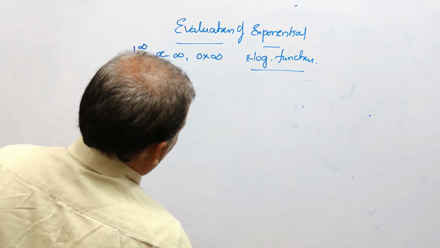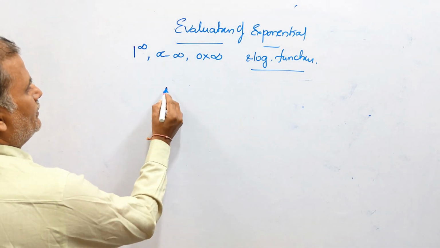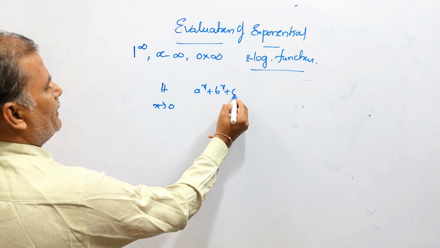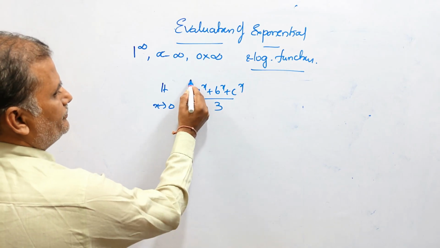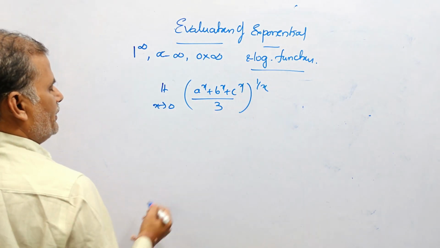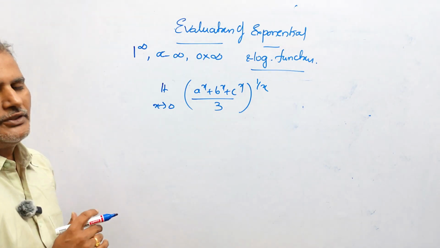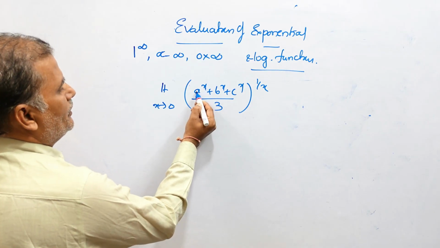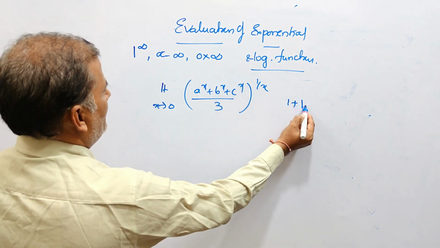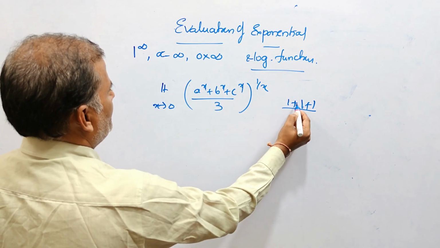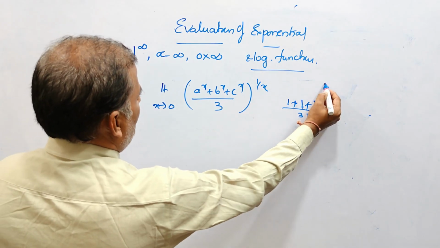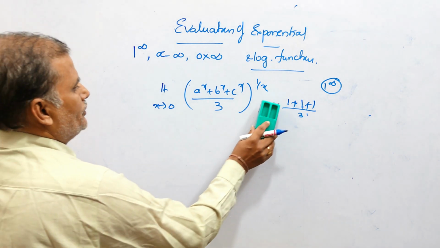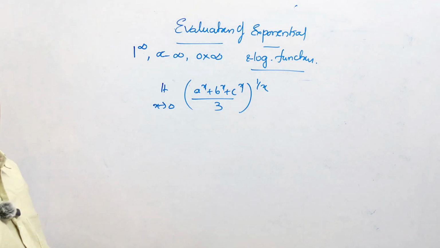A simple example of this 1 power infinity notation: take limit x tends to 0 of (a power x plus b power x plus c power x) by 3, whole power 1 by x. Now this is not obviously in the form of 1 power infinity. But if x tends to 0, a power 0 is 1, b power 0 is 1, c power 0 is 1, so 3 by 3 is 1, and here 1 by 0, it is 1 power infinity formation. If you substitute x equal to 0, it is in the form of 1 power infinity.